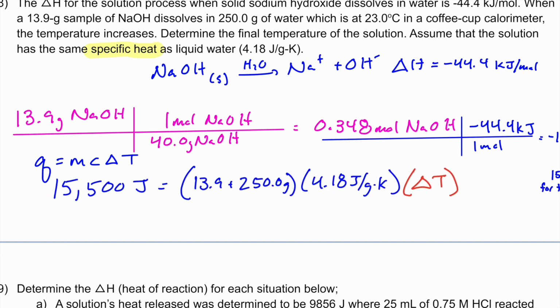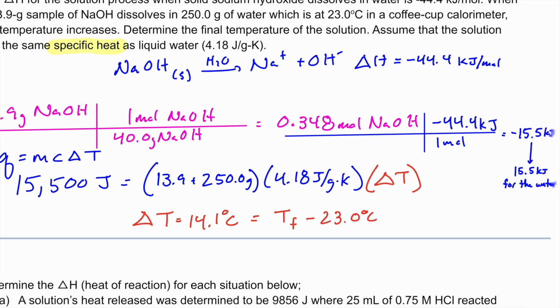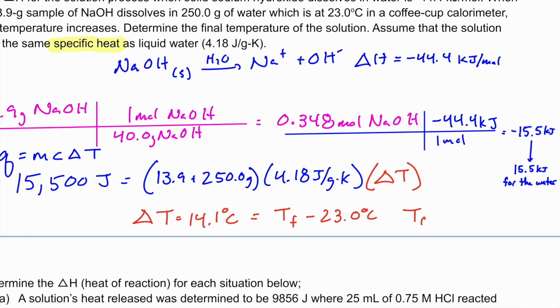So here we go. Change in T equals 14.1 degrees Celsius, or Kelvin. Well, I could have had Kelvin, but I ended up doing it in Celsius here. So T minus 23, right? That's what that equals. The change in temp is the difference between these two. So my final temp is going to be 37.1.